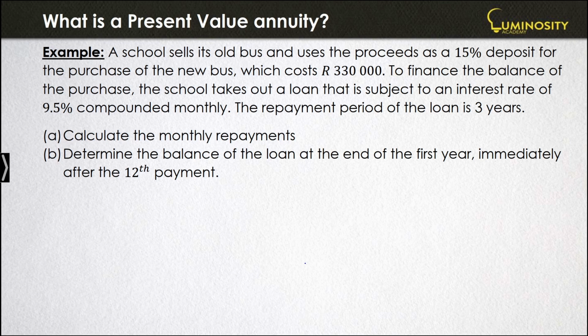A school sells its old bus and uses the proceeds as a 15% deposit for the purchase of a new bus, which costs 330,000 Rand. To finance the balance of this purchase, the school takes out a loan that is subject to an interest rate of 9.5% compounded monthly, and the repayment period of the loan is 3 years. You want to calculate again the monthly repayments over these 3 years and determine the balance of the loan at the end of the first year, immediately after the 12th payment.